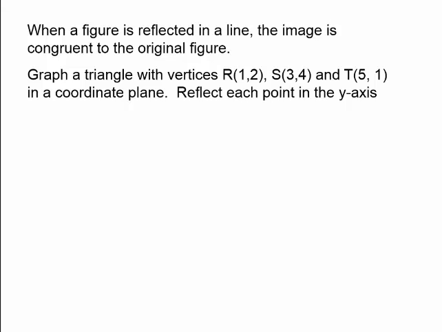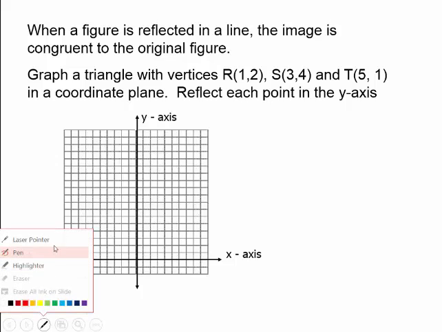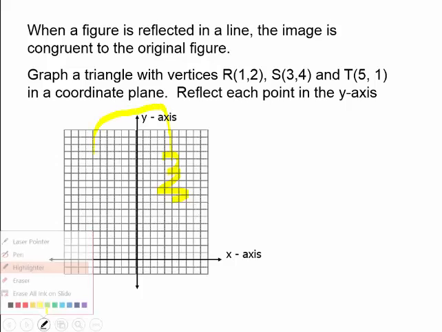draw a graph on your paper, and then we're going to graph the points R, S, T, where R is at 1, 2, S is at 3, 4, and T is at 5, 1. So I'm going to reflect this about the y-axis. So this is my y-axis. So that means that everything over here comes over here. So if it's over here, it would reflect over here. And if it was over here, it would reflect over here.